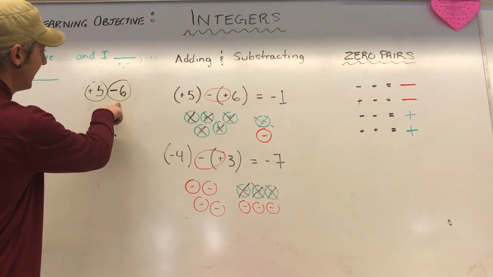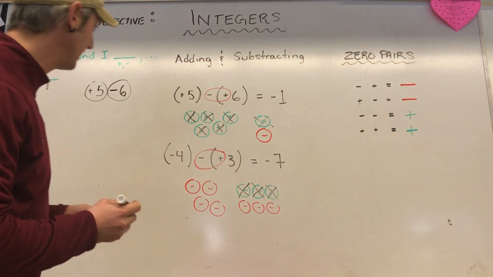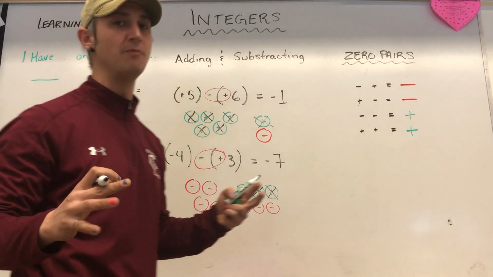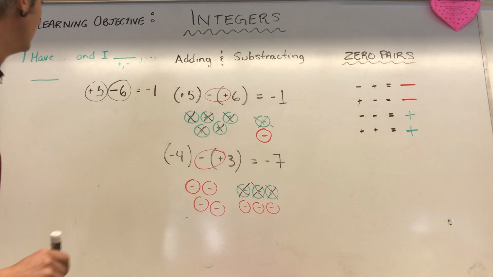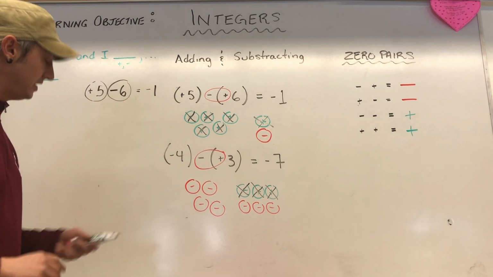The -6 has the bigger army. By how many soldiers? By 1. Therefore, I can just tell right away, I'm going to be left at the very end of this gruesome battle, I'm going to have 1 negative soldier left. Okay? +5 minus 6. How about down here?